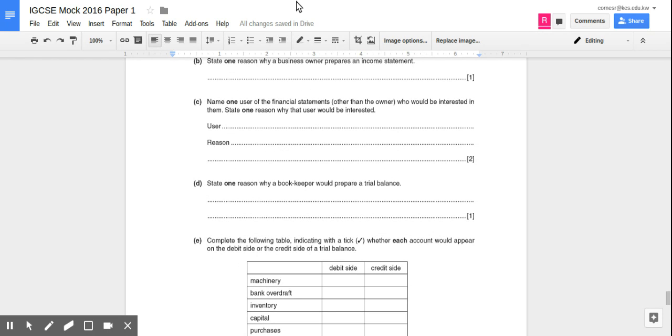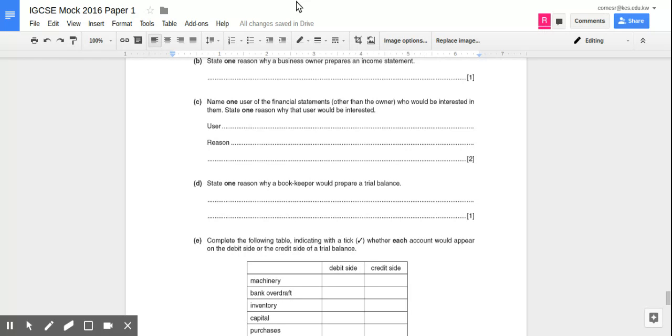State one use of a trial balance: to check the arithmetical accuracy of the accounts and to check for some errors, or for preparing the financial statements. Where do things appear? This is just a straightforward debit or credit question. Machinery is an asset, debit. Bank overdraft's a liability, credit. Inventory is an asset, debit. Capital is a liability. Purchases are an expense, or you can think of them as an asset. It doesn't matter, it goes on the debit side. Discount received is a form of income. Carriage outwards is an expense, as is carriage inwards, and trade receivables are an asset.